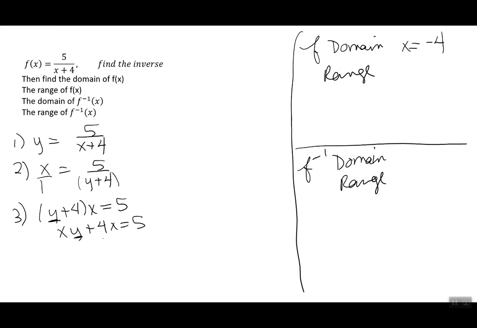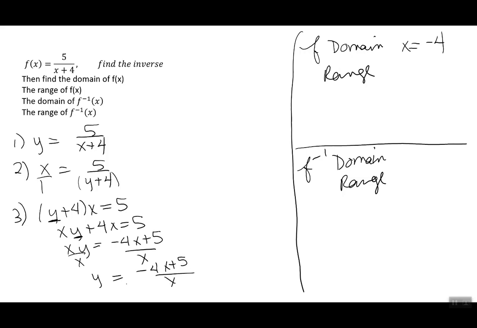I'm trying to get y by itself, so let's move the 4x over. So xy is negative 4x plus 5. Last step, let's divide by x on both sides. So y is negative 4x plus 5 over x.